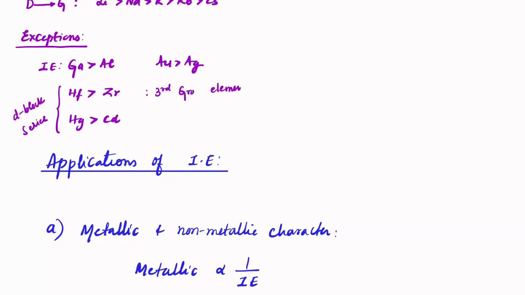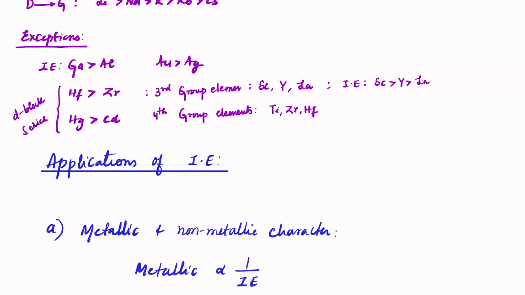So third group elements. The third group elements include scandium, yttrium, lanthanum. Fourth group elements include titanium, zirconium, and hafnium. Now, when it comes to ionization in the third group, you don't see much problem. Scandium is more than yttrium is more than lanthanum. Down the group, we are expecting it to decrease, and that is what will happen.